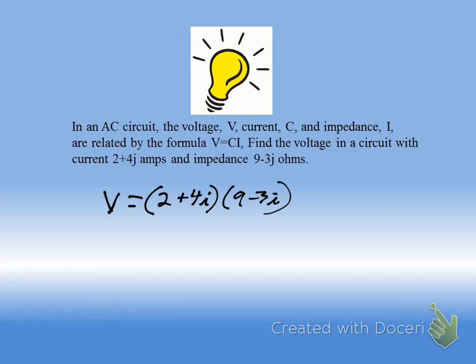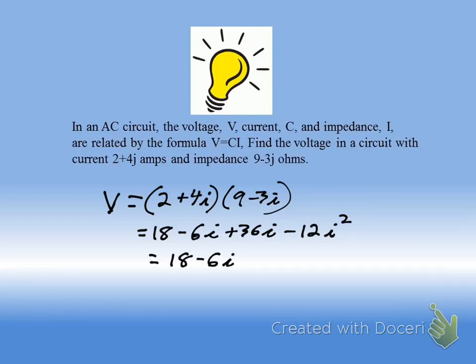And then you FOIL. So 2 times 9 is 18, minus 6I, plus 36I, minus 12I squared. Clean it up from there. Change your I squareds to -1, so you have 18 minus 6I plus 36I plus 12, and then do your like terms. So 18 plus 12 gives you 30, and -6 plus 36 gives you plus 30I.